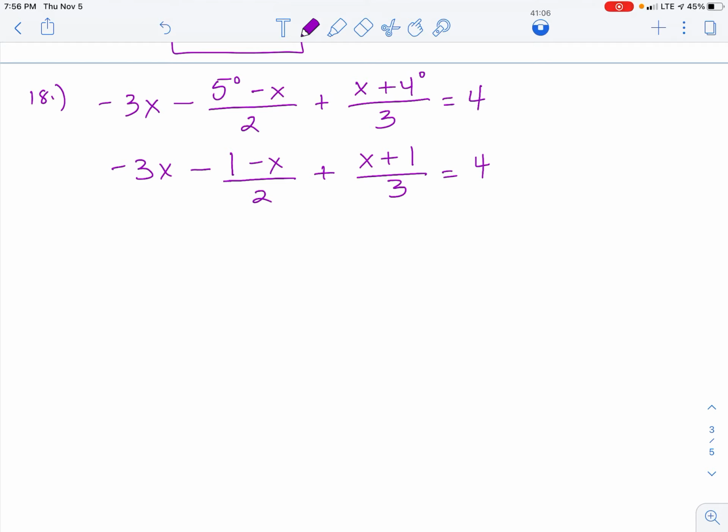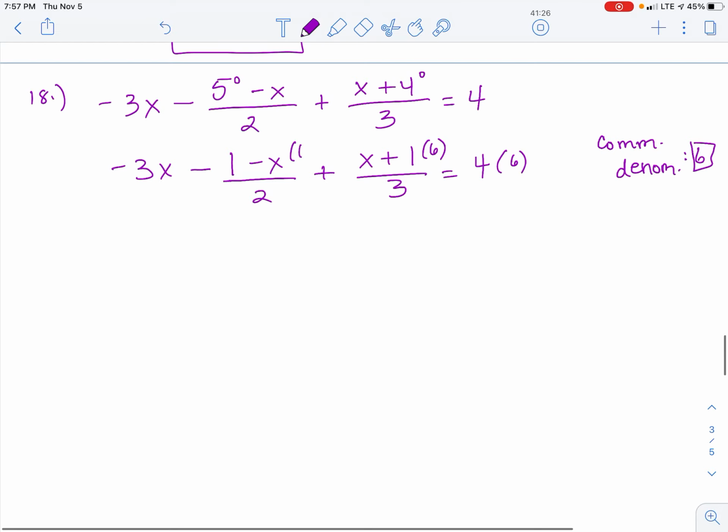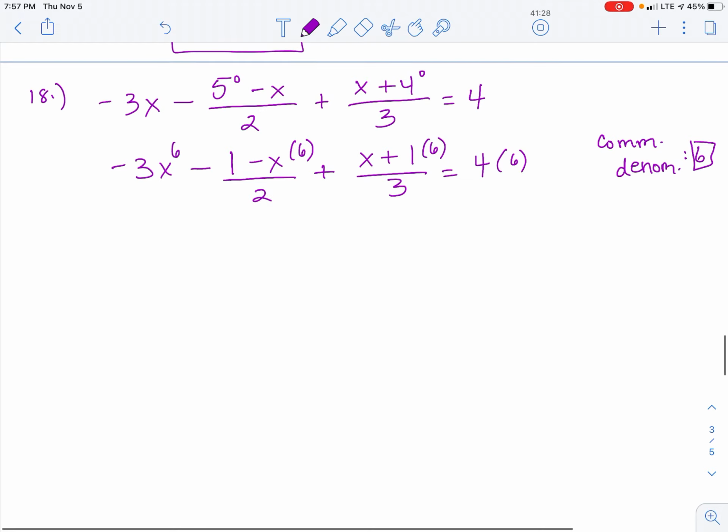So what I'm going to do is figure out what would be the common denominator. Hopefully, you can see that it would be 6. So I'm going to use that 6 to my advantage by multiplying every term. So I'm increasing everything by 6. I'm going to multiply everything by 6 because that's going to allow me to cancel the denominator.